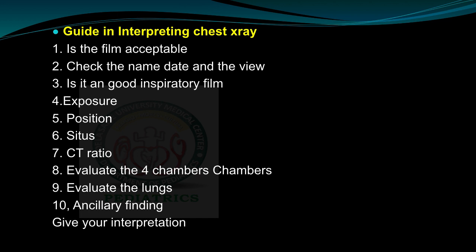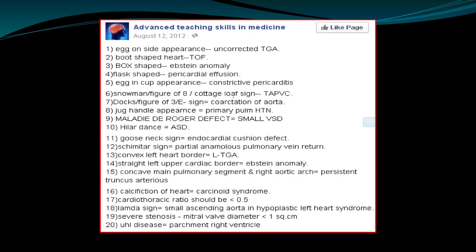Evaluate the four chambers, the right atrium, the left atrium, the right ventricle, and the left ventricle, and take note of if there is enlargement and correlate it with your PE findings. Then evaluate the lungs and your costophrenic sulcus. The ancillary findings, then give your honest interpretation. And this is the last slide, which is the advised teaching skill in medicine. Take note, there are 20 things that you need to remember.